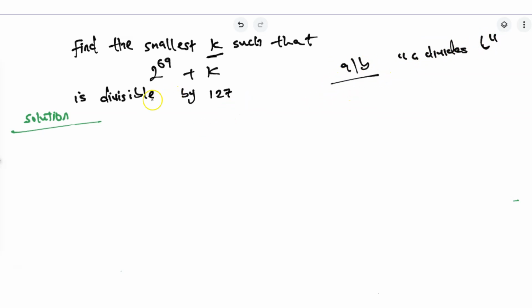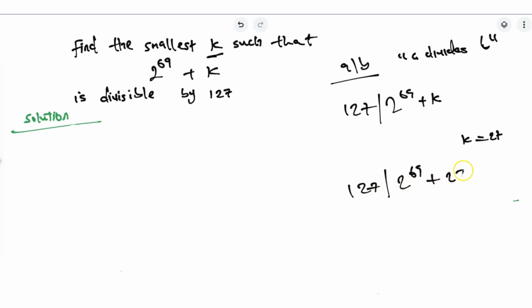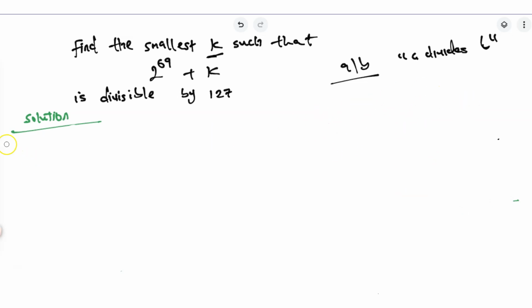In this case, we're asked to find that k such that 127 will divide 2 to the power of 69 plus k. Let's assume that maybe k is like 27. Then the question is, is it possible that 127 will divide 2 to the power of 69 plus 27? Even if it divides, the big question is, is that the smallest k possible such that this division would hold? Now let me take out this part and let's examine the problem critically.